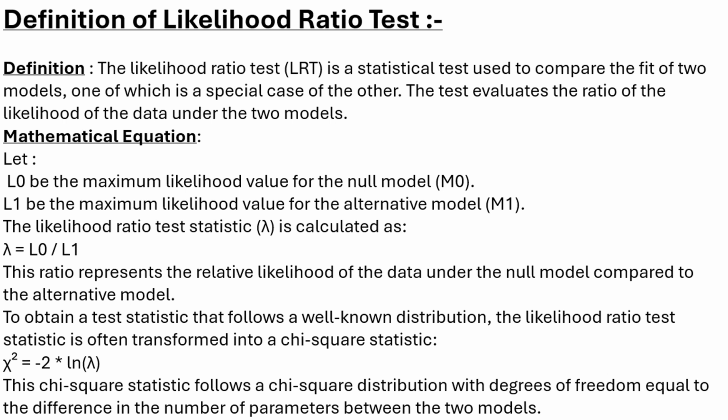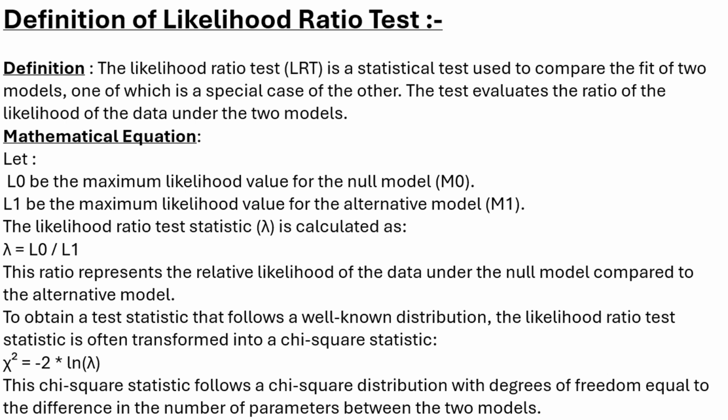Now, in case the data given to us follows some well-known distribution, the likelihood ratio test statistic is often transformed into a chi-square statistic by performing certain mathematical treatment upon it. That is, firstly take the log of that likelihood ratio test statistic lambda, and further multiply it by -2 to obtain the chi-square statistic.